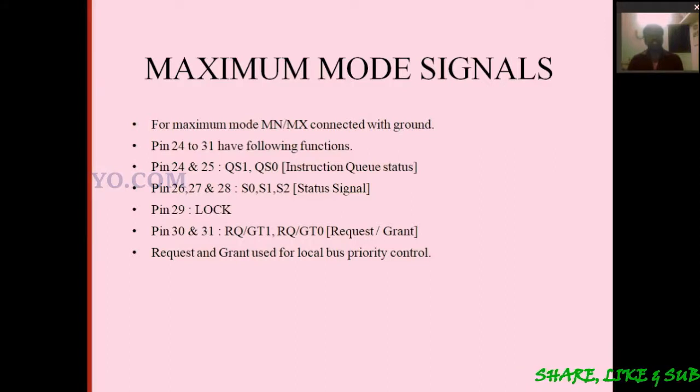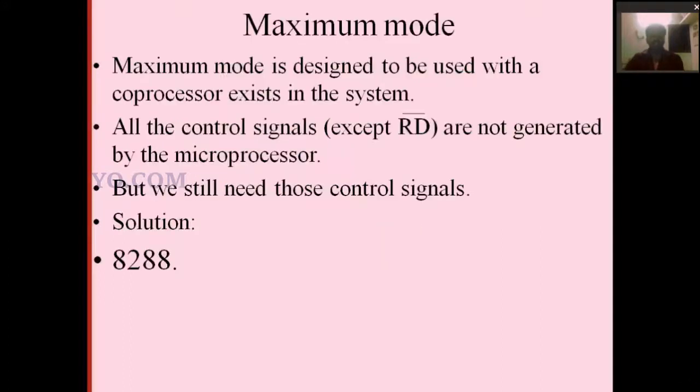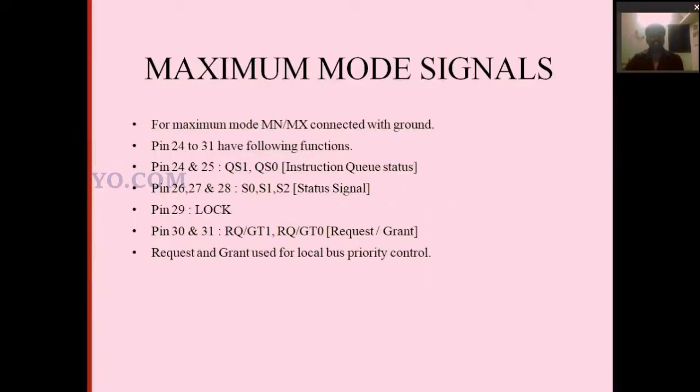Then similarly pins 26, 27, 28 are mainly used for status signals. These 26, 27, 28 are directly connected with the 8288 bus controller, as said previously. Then pin 29 is used for the lock signal, and pins 30, 31 are used for the request and grant signals.